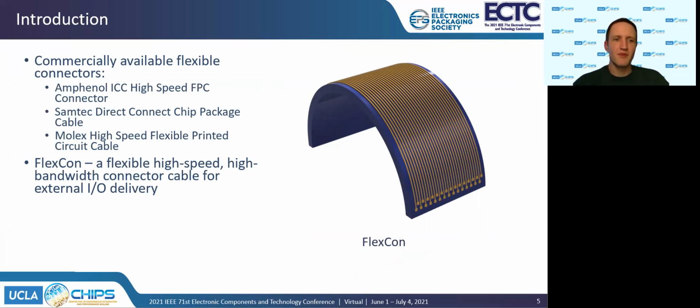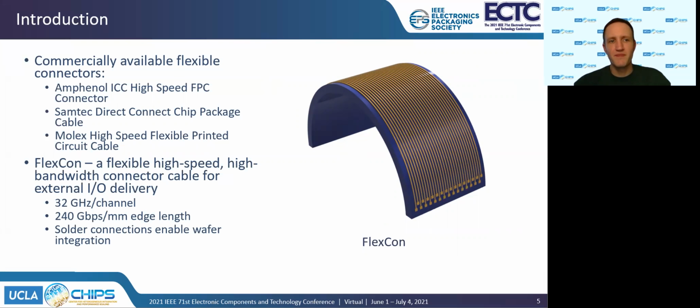Channels on FlexCon operate at 32 gigahertz and provide an overall bandwidth of 240 gigabits per second per millimeter, which is more than 3x the Molex connector, and to our knowledge, the highest bandwidth for flexible connectors to date. FlexCon is connected via solder connections, and this enables wafer integration in addition to conventional PCB integration. Additionally, eliminating the bulky plastic connectors used in the commercial cables allows us to greatly reduce the area required for connection.